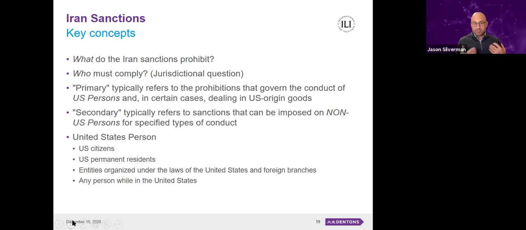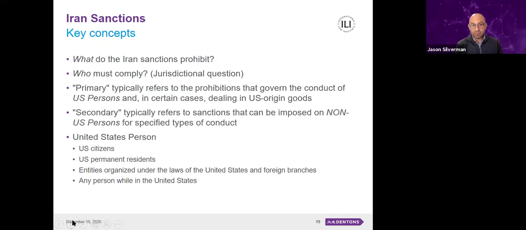And then there's this concept of secondary sanctions. Secondary sanctions are sanctions that can be imposed on non-U.S. persons for specified types of conduct. As Peter said, these aren't really prohibitions because they apply to people and entities who are not subject to the jurisdiction of the United States. They're not people that the United States can tell what to do or not to do and then punish them if they don't, in an administrative or criminal proceeding, but they're intended to impose restrictive measures on those people in an effort to influence their conduct.